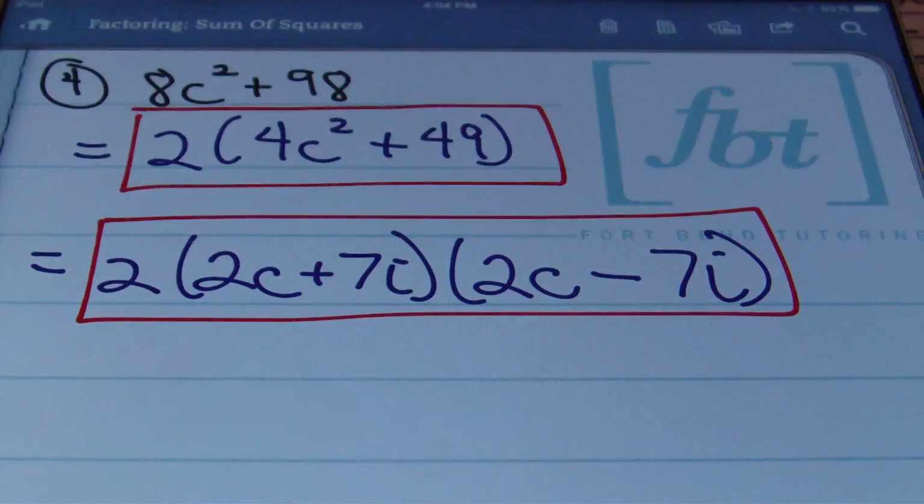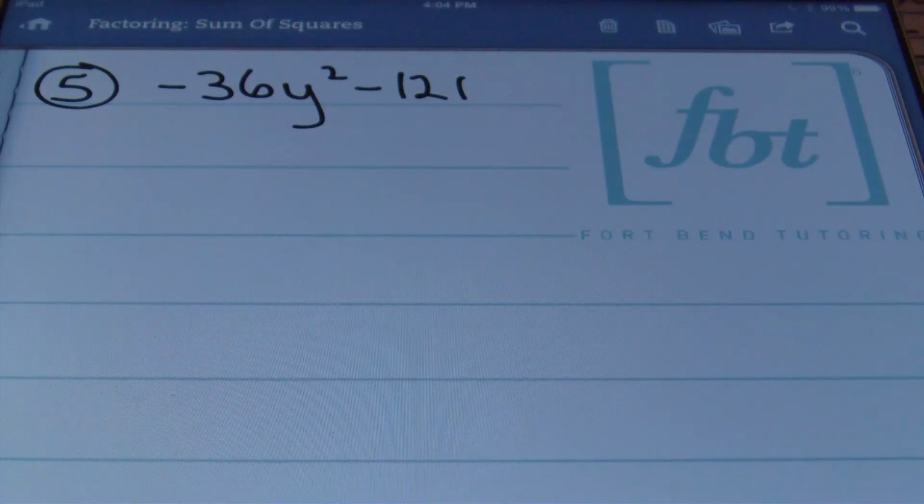Are you boxing up your answers? Just go ahead and box them up. Box up your answers for your teacher. Now moving along. We're on to problem number 5. With number 5, we have negative 36y squared minus 121.